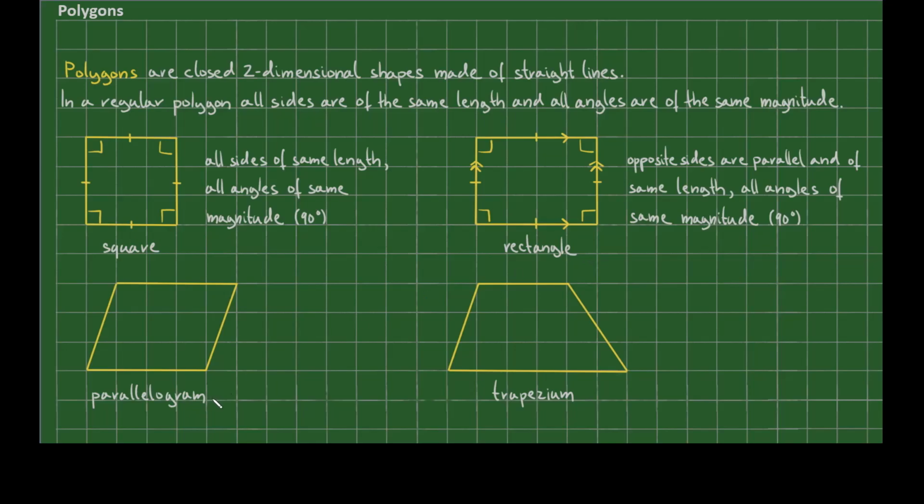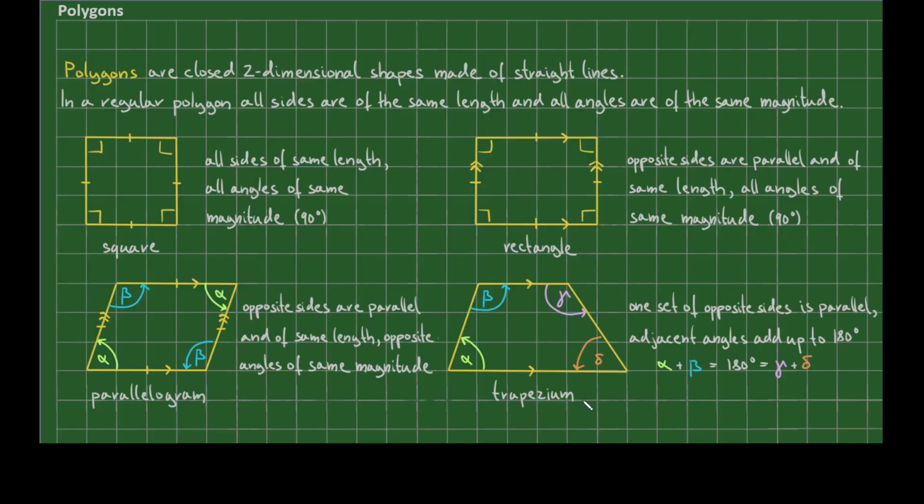In case of a parallelogram, opposite sides are parallel and of the same length, while opposing angles are of the same magnitude. The fourth quadrilateral is a trapezium. For something to be considered a trapezium, one set of opposite sides needs to be parallel and the adjacent angles need to add up to 180 degrees.